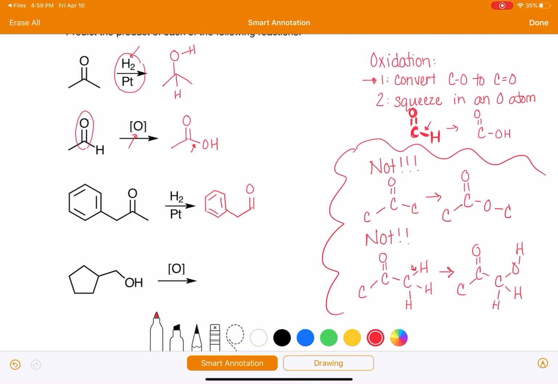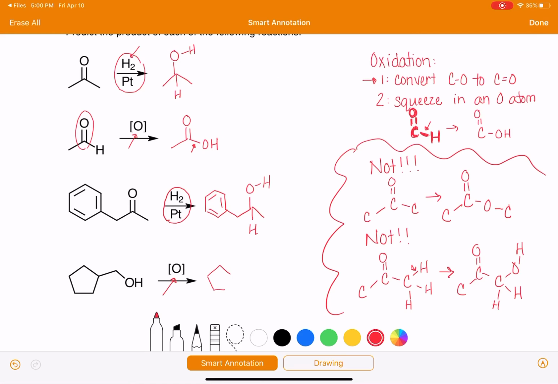So I'm redrawing the molecule without making any changes. I see that I'm doing reduction. I've got hydrogen that I'm adding, so that means that I'm going to take away one of the double bonds, and I'm going to add a hydrogen to the oxygen, and I'm going to add a hydrogen to the carbon, and that's it. That one is done. And now I have one more, and this is an oxidation reaction.